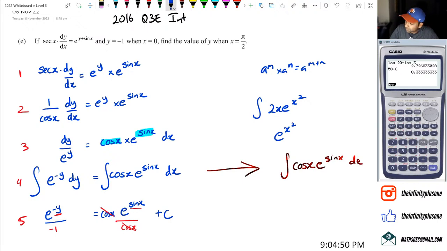Now, if you notice, this is e to the power of, let's say, u. Then this will be u dash, because remember, if u is equal to sine x, then u dash is equal to cos x. So I know that I'm going to eliminate that cos x, and that's why I don't have to worry about differentiating or working it out at all.